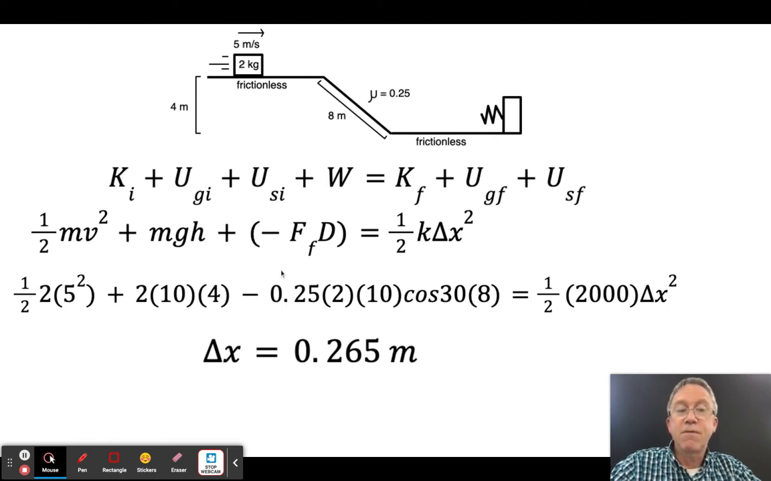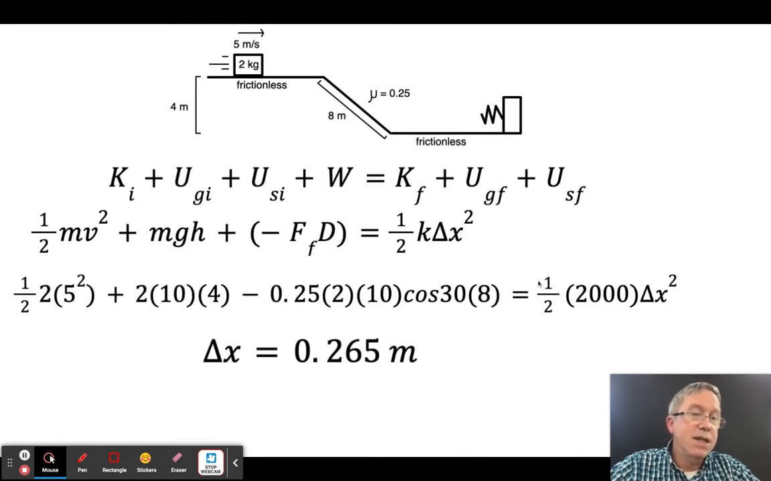Well, it's going to be the force of friction, which we've already studied in our previous unit. So if you recall, friction, in the kinetic case at least, is equal to mu times the normal force. The normal force on an incline is mg cosine theta. So I'm going to say minus, because it's doing negative work, the coefficient of friction 0.25 times mg cosine 30 times the distance it travels, 8. And that's how much energy I'm going to lose through friction.